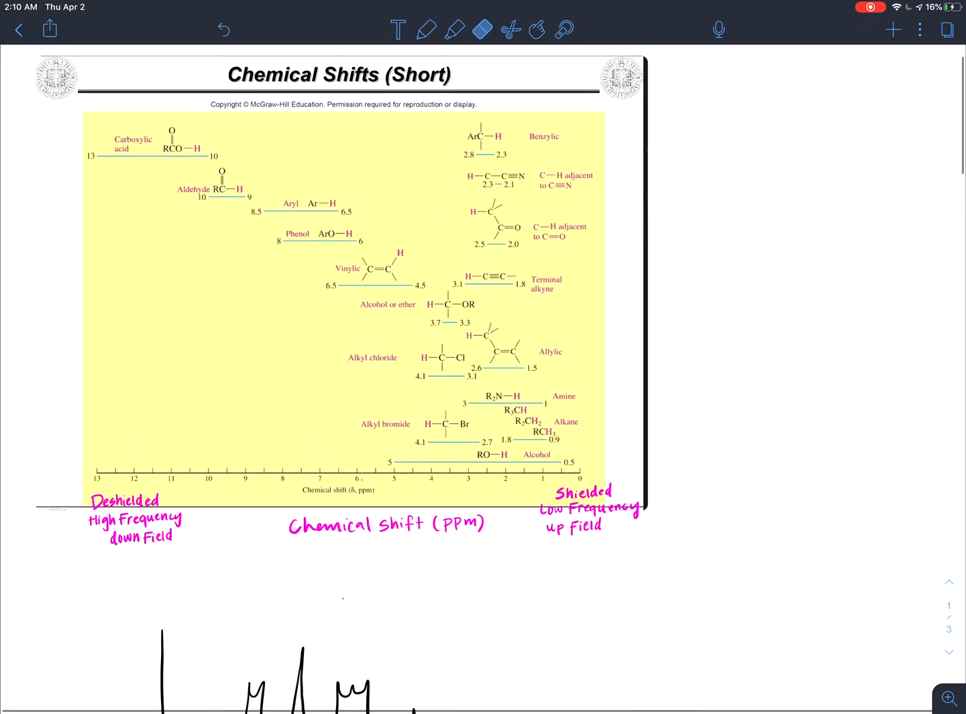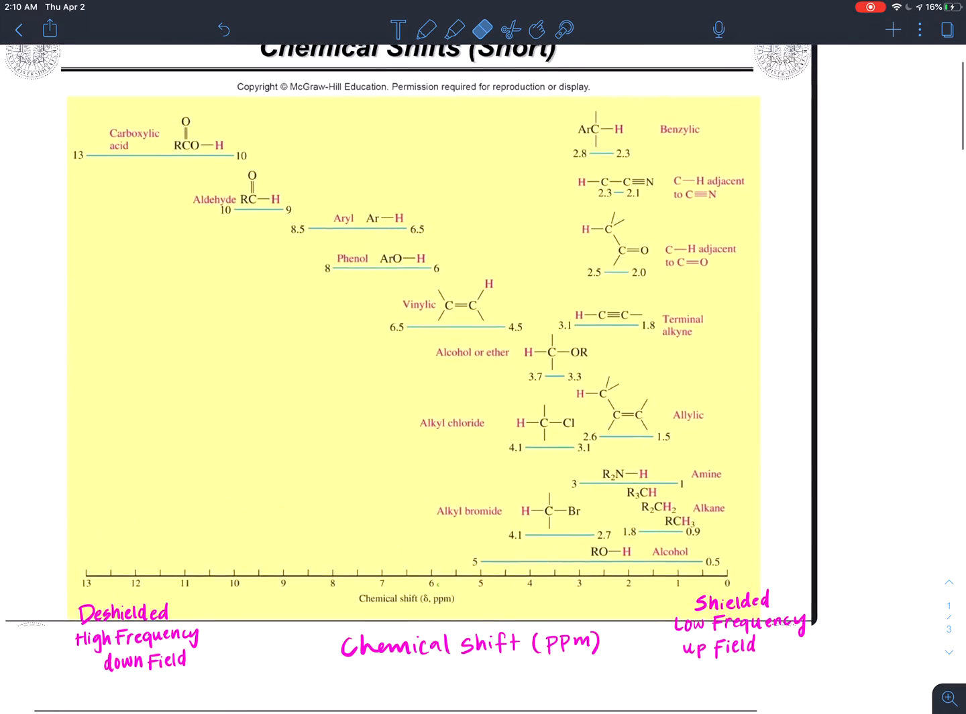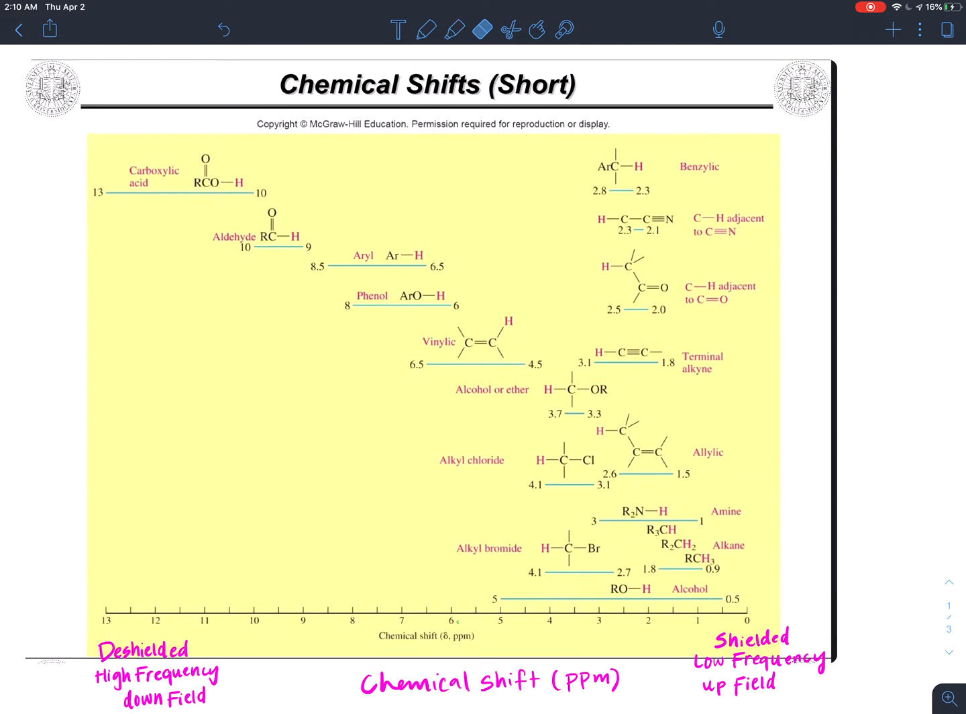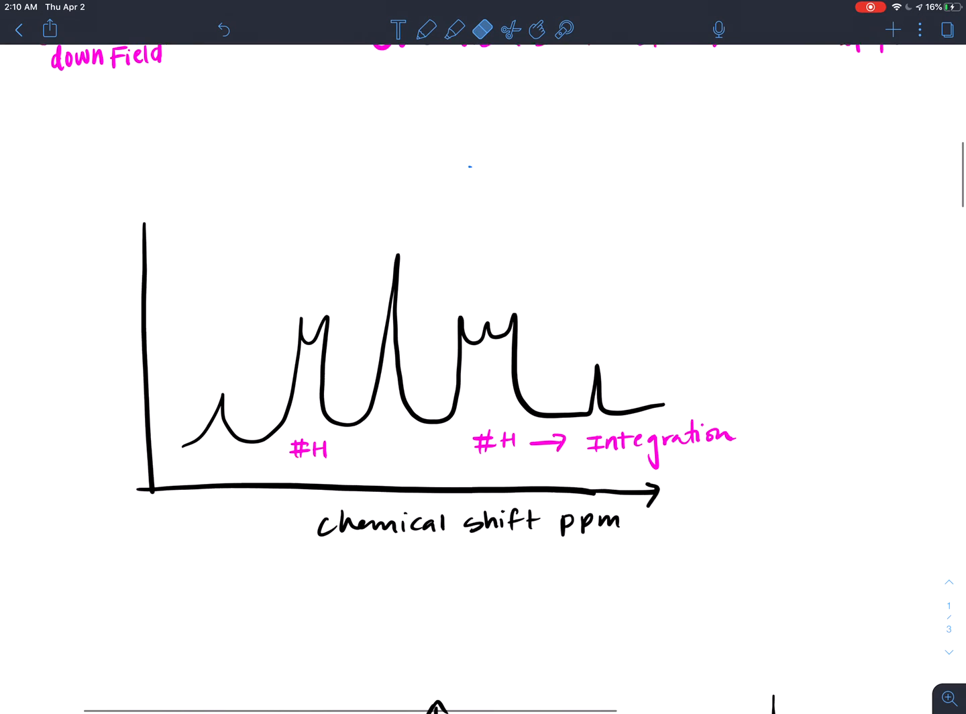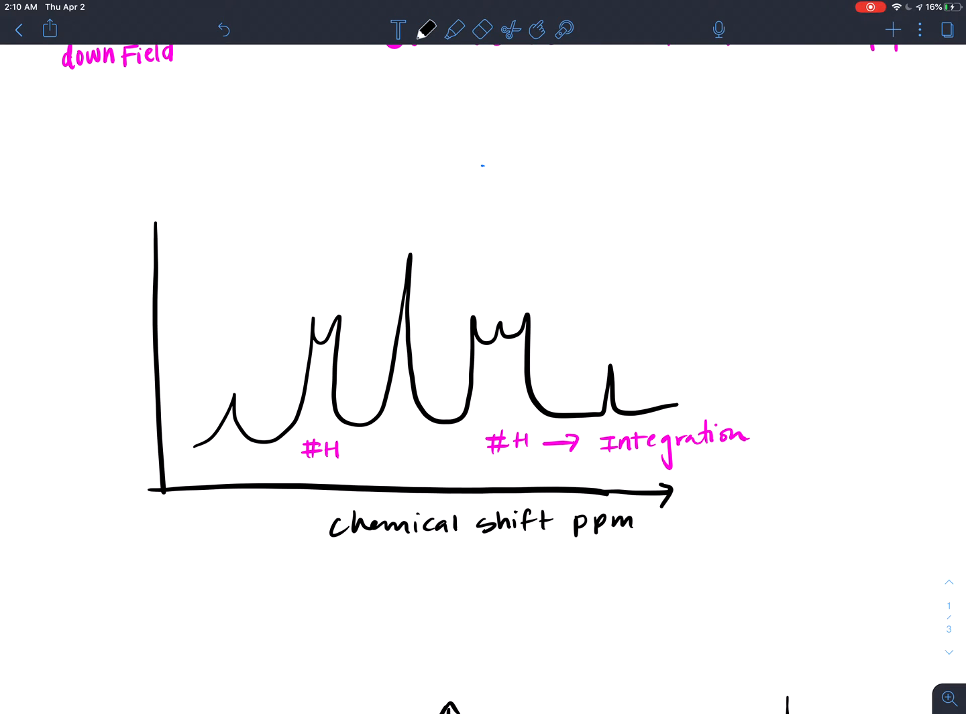So this right here, this yellow chart, I'm going to explain it soon. I just want to make sure that you guys have it. If you want to take a screenshot, it's going to be very helpful very soon. So I want to introduce some terminology. Whenever we're talking about HNMR, there are a few words that I want to make sure you guys know.